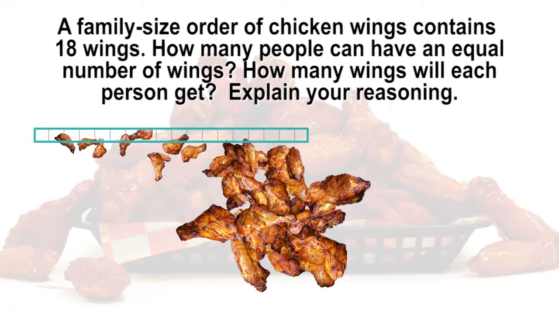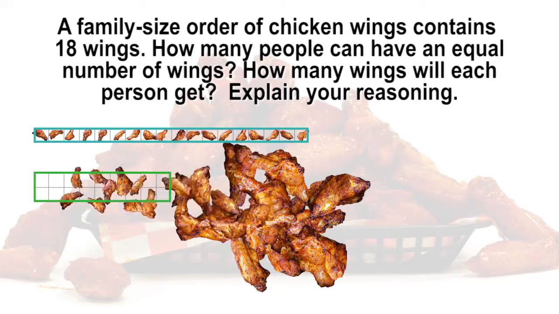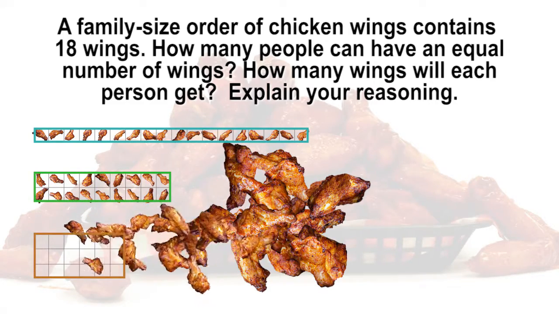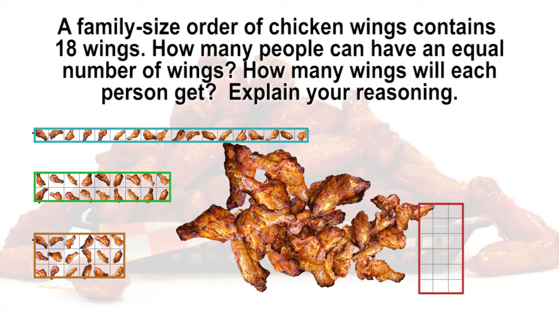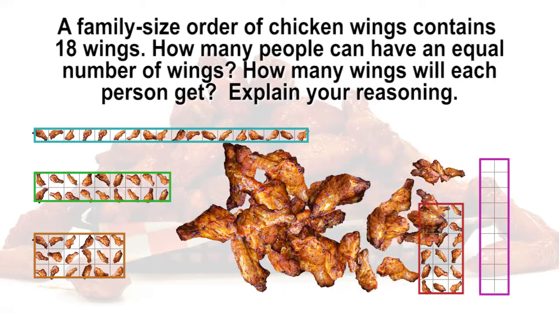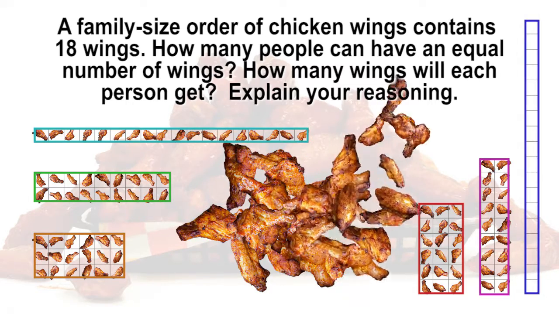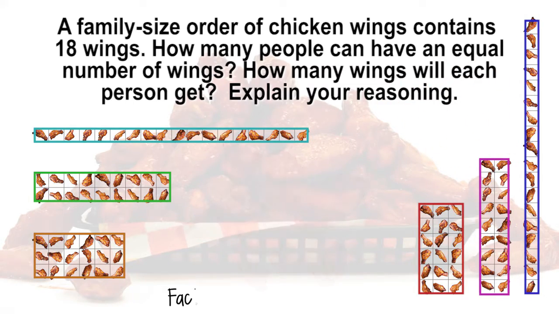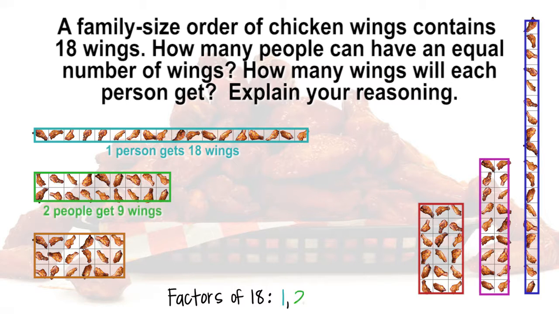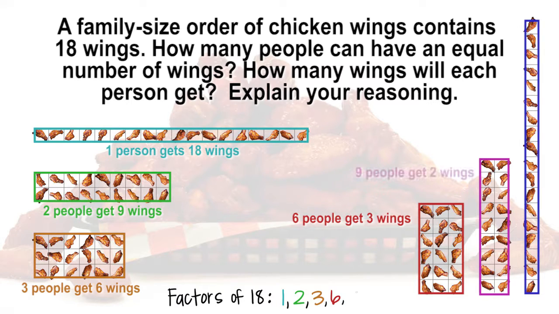We can make a 1 by 18, 2 by 9, 3 by 6, 6 by 3, 9 by 2, and finally an 18 by 1. So we can see that one person can have all 18 wings, 2 people can equally share the wings and have 9 each, 3 people can each have 6 wings, 6 people can have 3 wings, 9 people can have 2 wings, or 18 people can each have 1 wing.